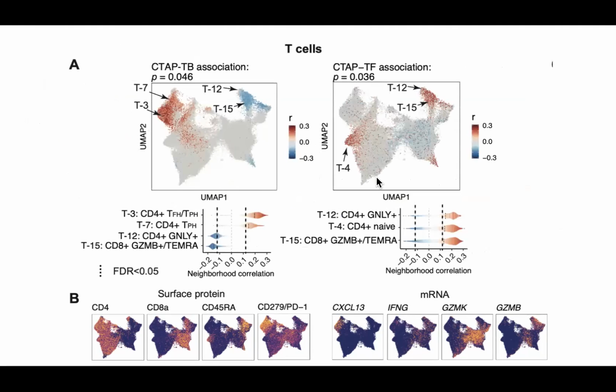What about the people who have lots of T cells and fibroblasts? Do they have the same T cell expansion? No, they don't. Look at the right, you see that the red has moved to other areas. You're seeing an expansion of naive cells and also CD8 cytotoxic granzyme B positive TEMRA type cells.